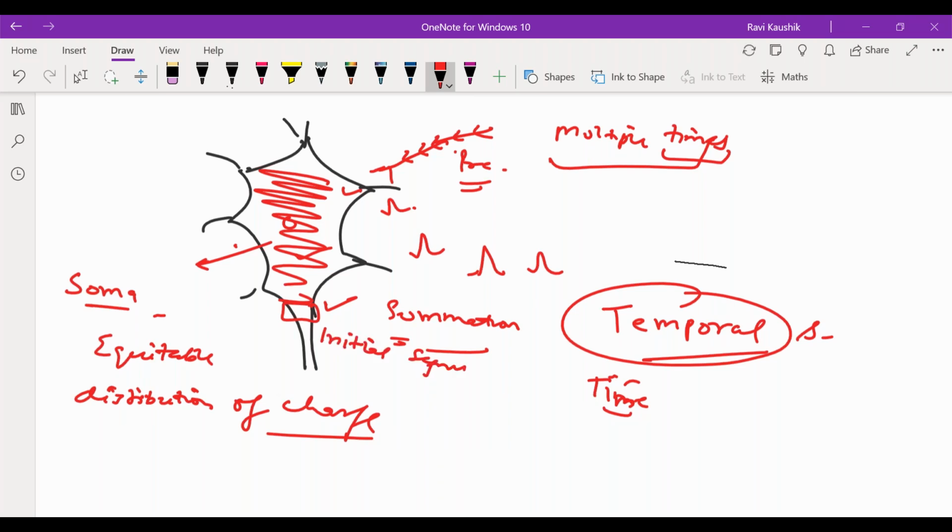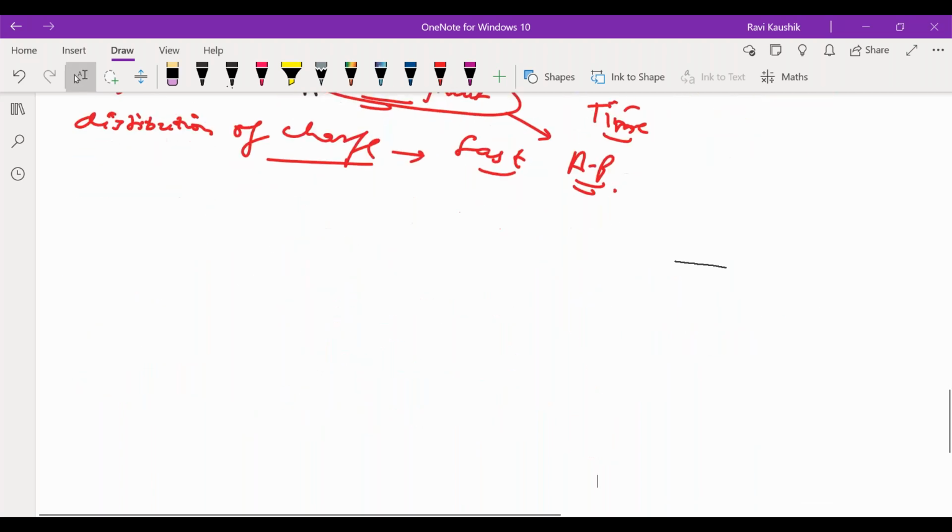And this distribution of charge happens extremely fast. That is the reason the sodium channels would be opened up in the initial segment, and then the initial segment will have action potential. Okay, understood? So this is temporal summation. Fine. So these are the two types of summations. We read about these earlier as well.